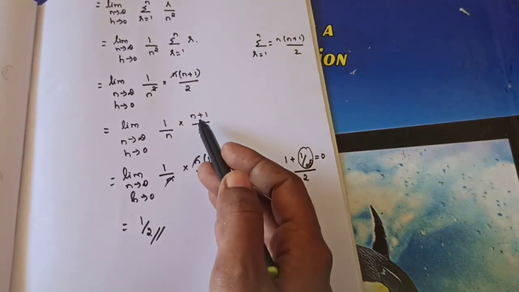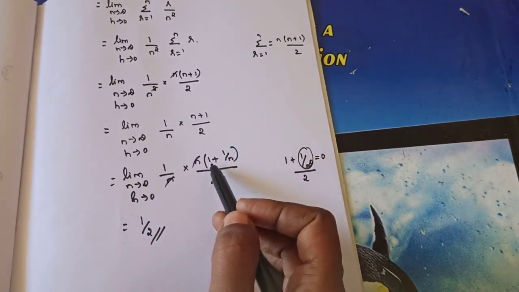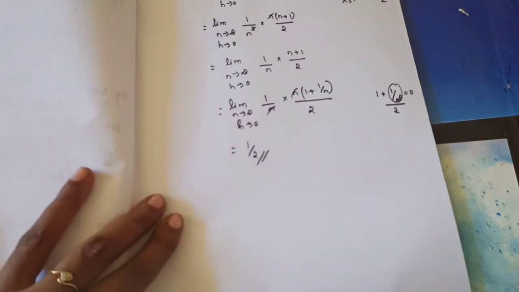Otherwise one more step, here itself I take the n outside. So this n plus 1 will become 1 plus 1 by n, is it right? Divide by 2. Afterwards, for n you substitute infinity, you will get the answer. Understand, students? Shall we move to the next question? Okay, listen.